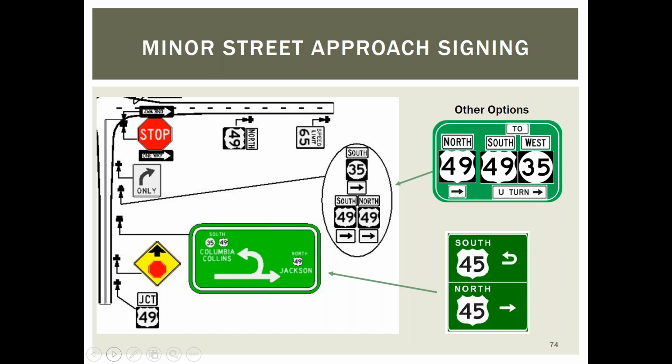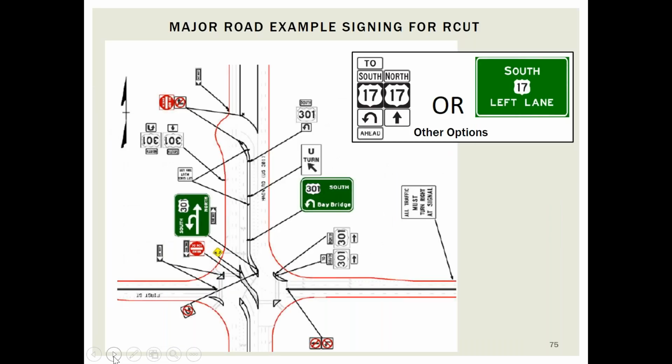These two sign variations were actually studied. The Federal Highway Administration sponsored a study, and driver understanding of these variations were very positive. So these aren't required, but they are options that can be used. And another example for the U-turn bay in advance, just to let drivers know where the U-turn is, and the route shields to provide that maneuver. These are also possible ways of doing that.